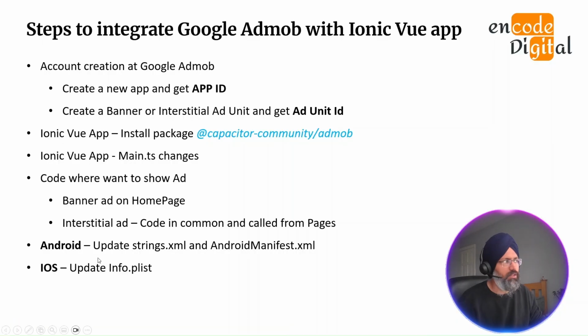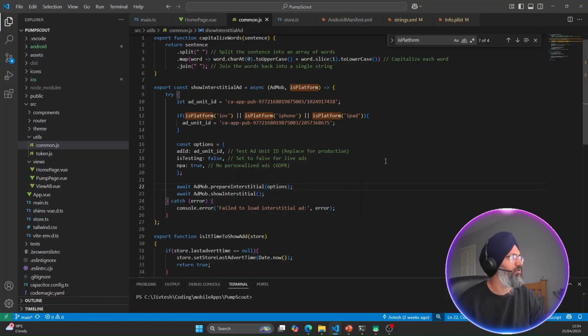That's all for the code changes from the Ionic point of view. Now we need to make changes specific to Android and iOS. Remember, we created that app ID. That's where it's going to be used. So go back to your code.